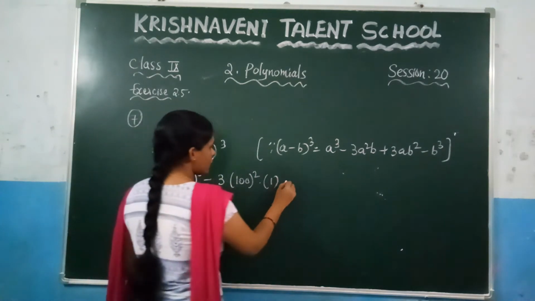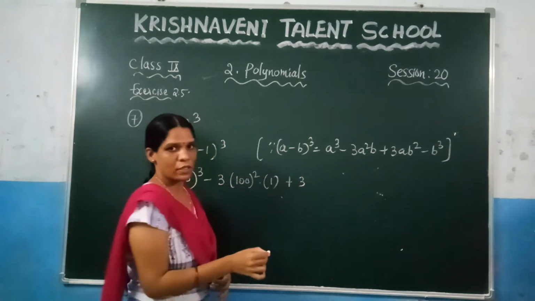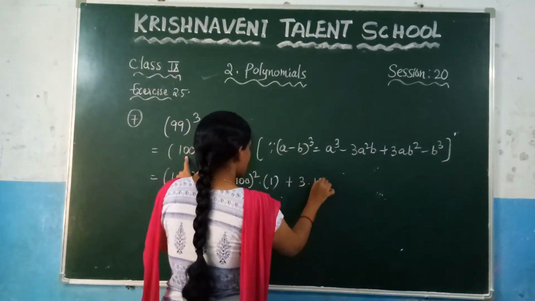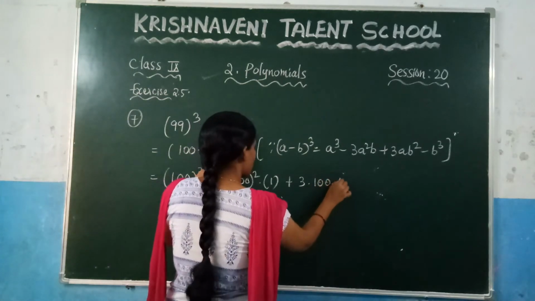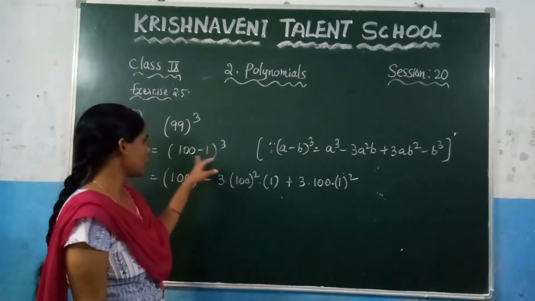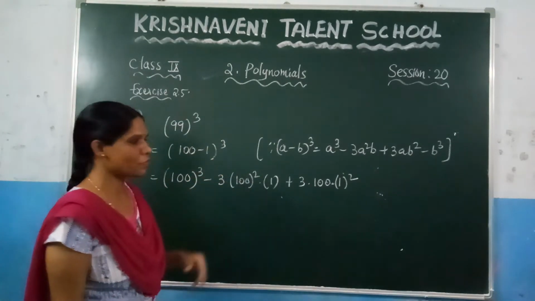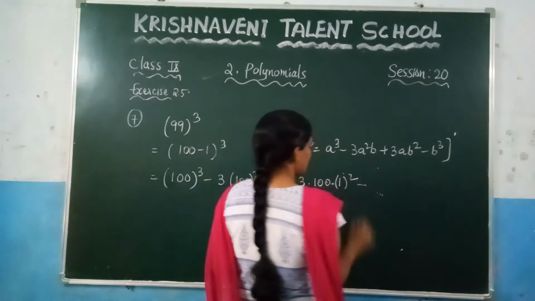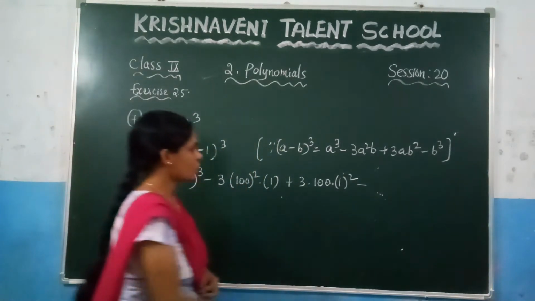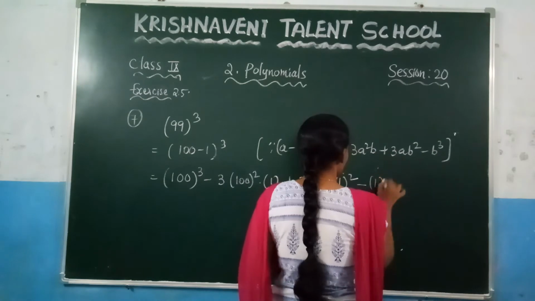After that, the next term is 3ab square, that means 3 into a, which is 100, and b is 1, whole square. Now the last term is b cube. What is the value of b here? 1. So you need to write 1 cube.